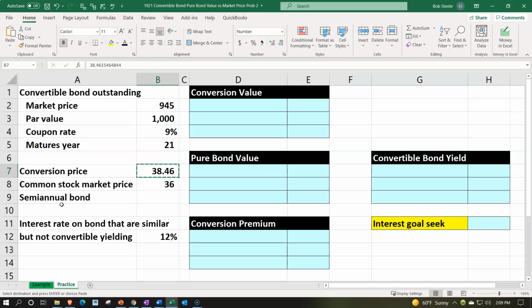We have the common stock at a market price of $36, meaning if we were to take the bonds and convert them to the common stock, that common stock is currently traded on the market for $36. The interest rate on bonds that are similar but not convertible is yielding 12%. So in other words, if we were to compare this to similar bonds that don't have the conversion feature, we have that 12% rate.